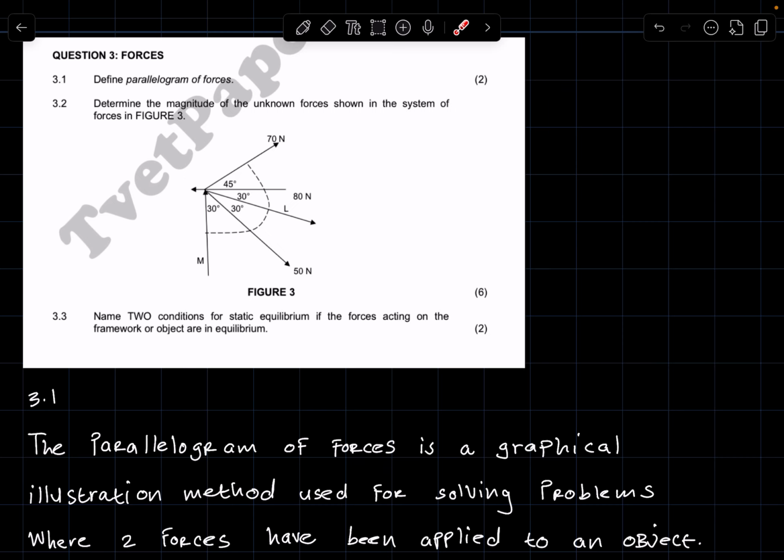We are still on forces, but we are going to look at a scenario where you have a system of forces that are keeping the system in equilibrium, and then we use the conditions of equilibrium to calculate the unknown forces. But before we get to this, let us first look at 3.1, define parallelogram of forces.